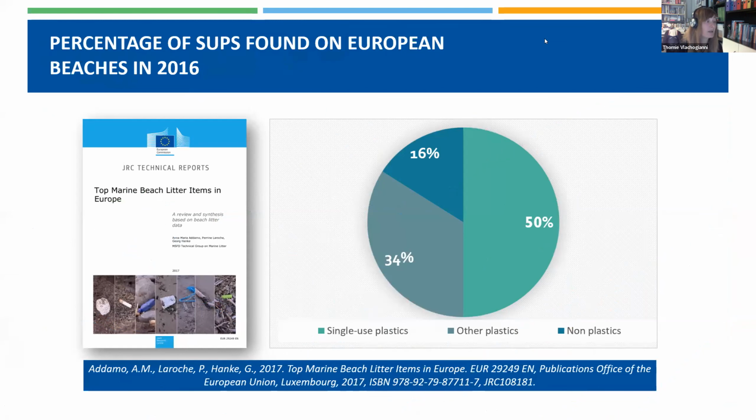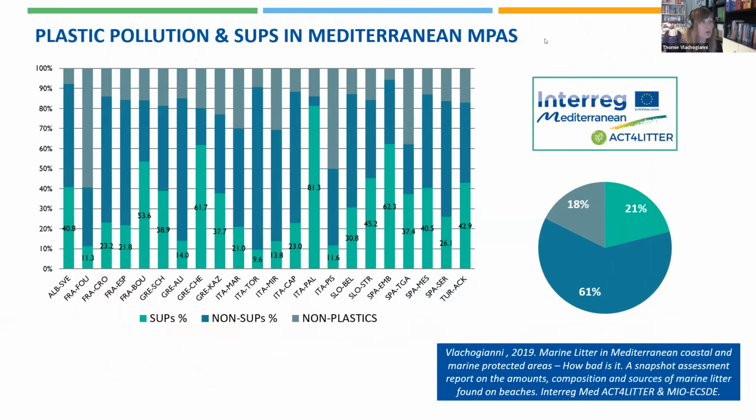The reasoning for that is because the majority of litter items found on Mediterranean beaches, the same as in European beaches and in most parts of the world, are single-use plastics. And here you can actually see that 50%, in fact, of the litter items found on beach litter surveys, this comes from more than 3,500 surveys conducted in 2016 at European regional seas, are single-use plastics. And these single-use plastics include, as I already mentioned earlier, also fishing gear.